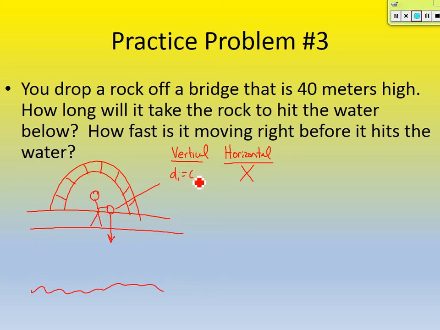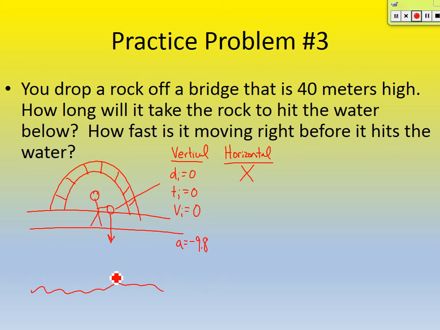Displacement initial is 0. It hasn't traveled any distance yet. Time initial is going to start at 0 as well, 0 seconds. Let's see what else. Oh, velocity initial. What is the velocity initial? If you're dropping it, it's got to start from 0. Another variable that we know is acceleration, which is equal to a negative 9.8 because it's accelerating down. Gravity is pulling it down toward the center of the Earth.